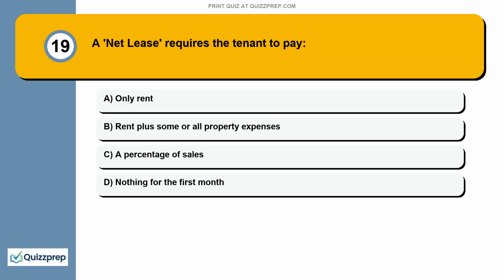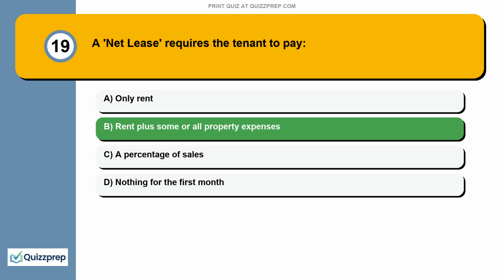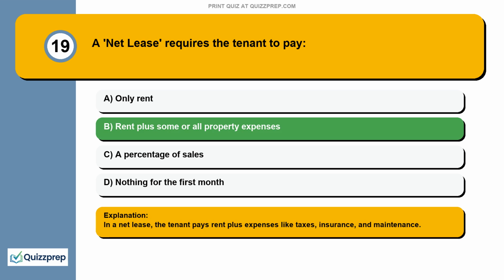Question 19. A net lease requires the tenant to pay only rent. Rent plus some or all property expenses. A percentage of sales. Nothing for the first month. In a net lease, the tenant pays rent plus expenses like taxes, insurance, and maintenance.